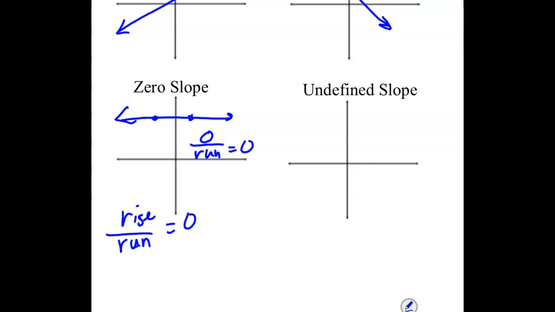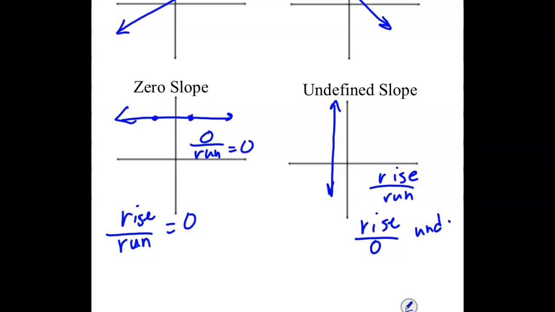Okay? How about undefined? That's a vertical line. Try to make it look vertical here. So in this case, when we talk about rise over run, if we want it to be undefined, now we're talking about having a run that's 0, right? We can't divide by 0. So any kind of rise divided by 0 is going to be undefined. Okay? And in this case, we can rise, but we're not moving left or right at all. Questions about that?